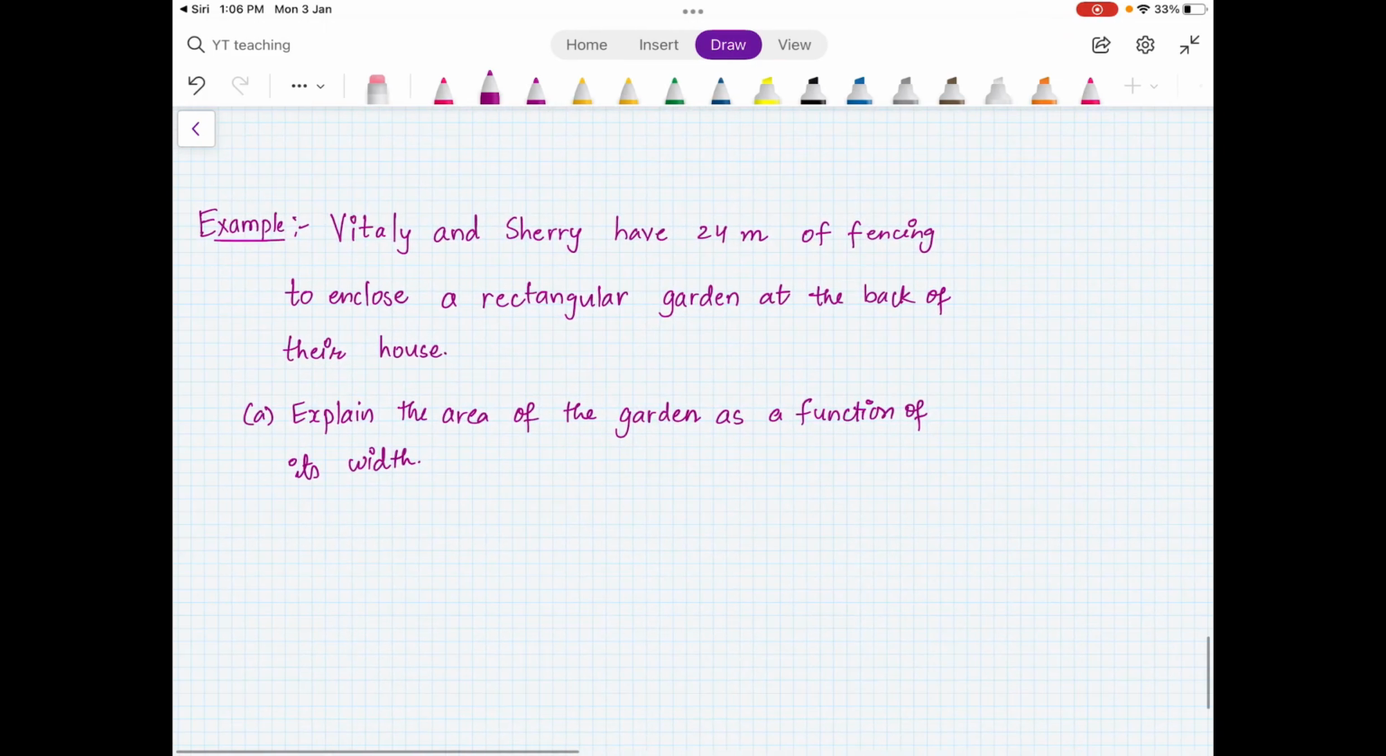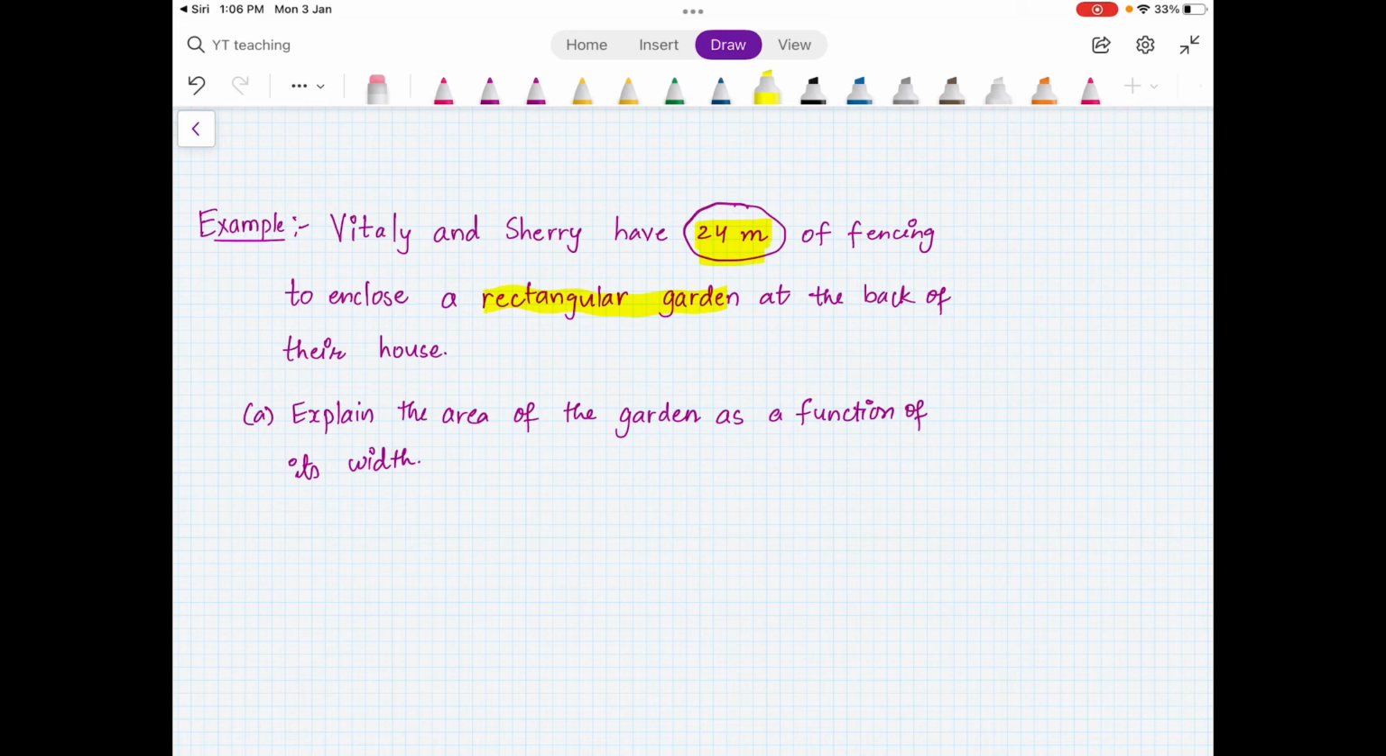Here is the last example. Here we will connect a word problem, something which we can actually see happening around us, and try to use functions there. Vitaly and Sherry have 24 meters of fencing. They have 24 meters of wire to enclose a rectangular garden at the back of their house. So they have a total of 24 meters of fencing, and they want to make a rectangular garden.